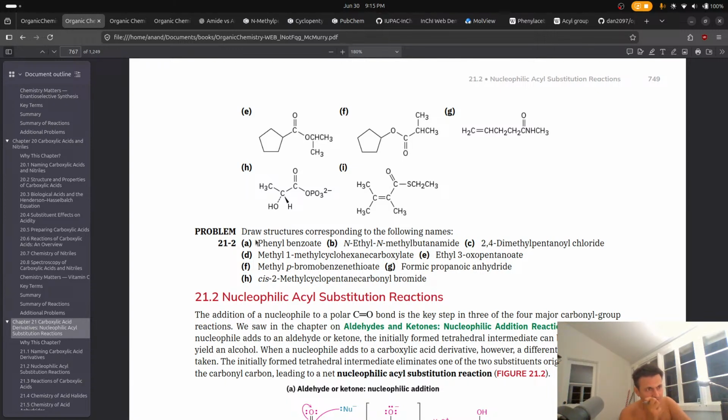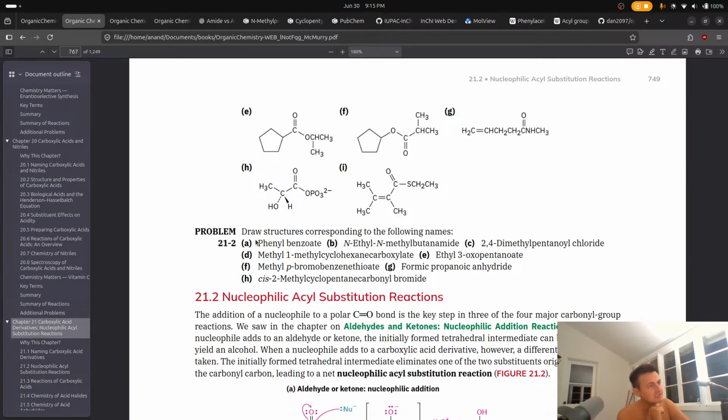2,4-dimethyl pentanoyl chloride. Okay, we gotta break this down. So we had pentanoyl chloride. Oh, this one's easy. So this is 2,4-dimethyl pentanoyl chloride.